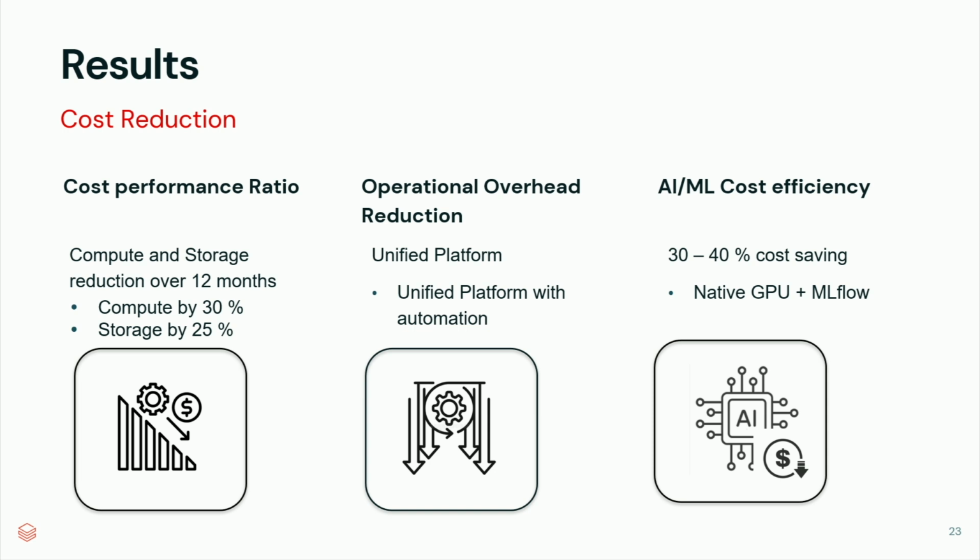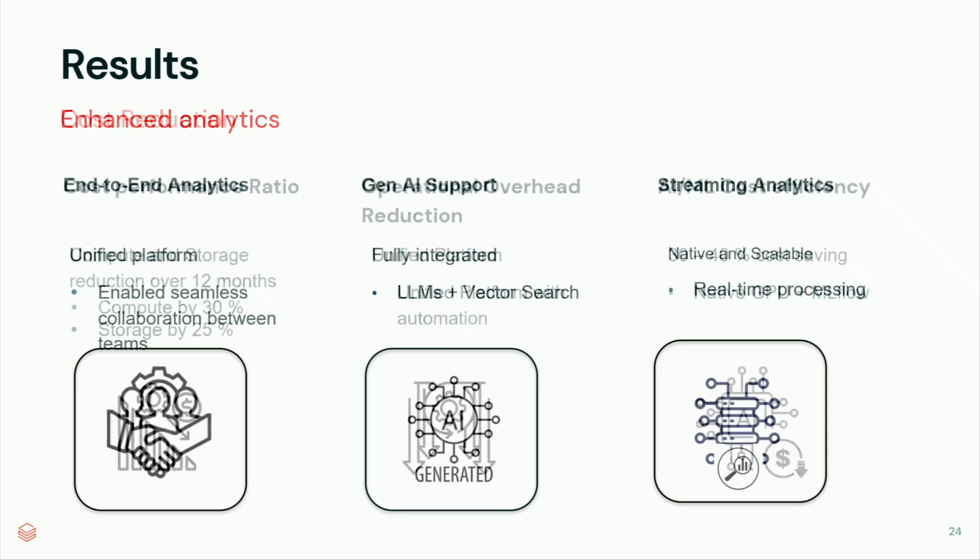With the built-in GPU support and MLflow experiments, there was a 30 to 40% reduction in the AI and ML compute cost. Data scientists were able to iterate faster and more efficiently scale models without over-provisioning resources, leading to better and faster outcomes. So the migration reduced cost, simplified operations, and made AI more affordable and scalable, freeing up resources to reinvest in growth and innovation.